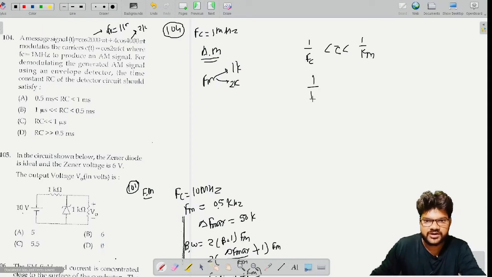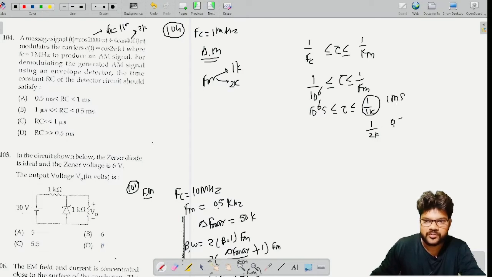So 1 by 1 mega means 10 to the power minus 6 is less than tau, which is less than 1 by fm. So tau has to be greater than 10 to the power minus 6 second, and two conditions are there. One is 1 by 1k and another is 1 by 2k. It means one is 1 millisecond and the other is 0.5 millisecond. So this is saying less than 1 millisecond, this is saying less than 0.5 millisecond. So the intersection will be less than 0.5, right?